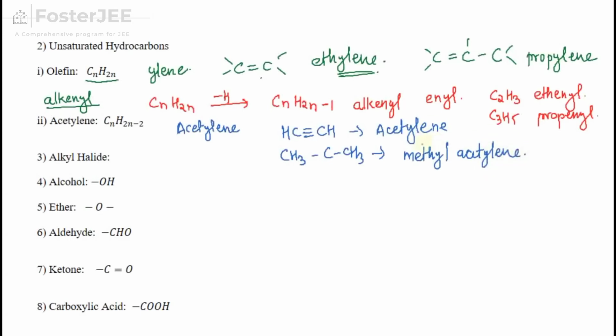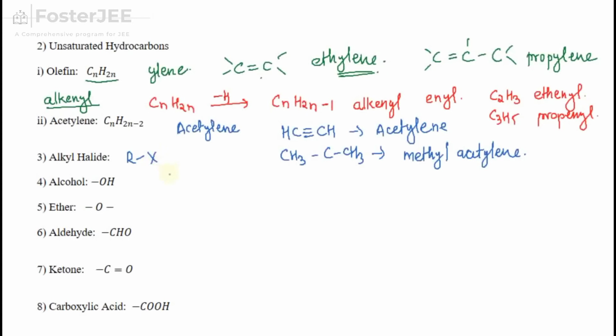So here we can see that the suffix used in acetylene is acetylene. These are the common names. Now moving to alkyl halides. So here, monohalogen derivatives of paraffin, where one alkyl radical is bonded with a halogen group.